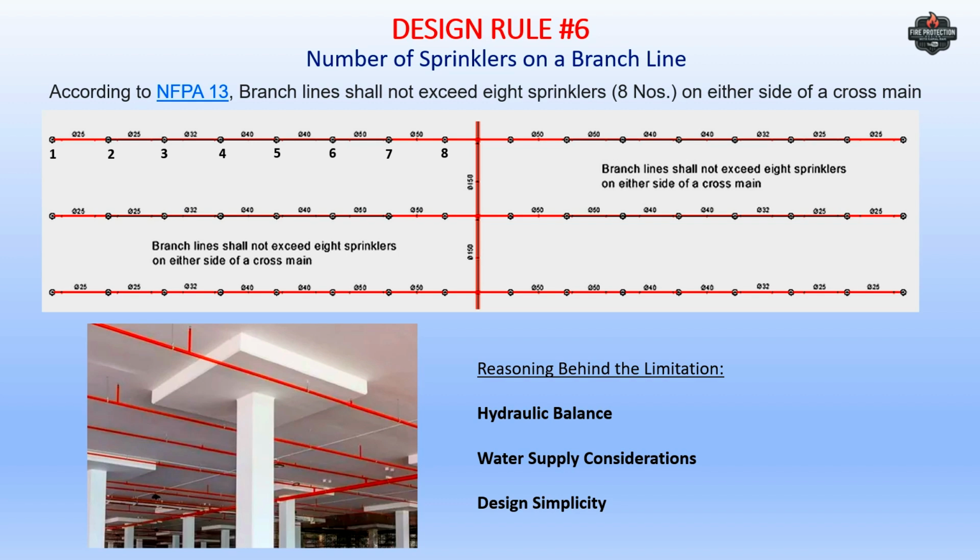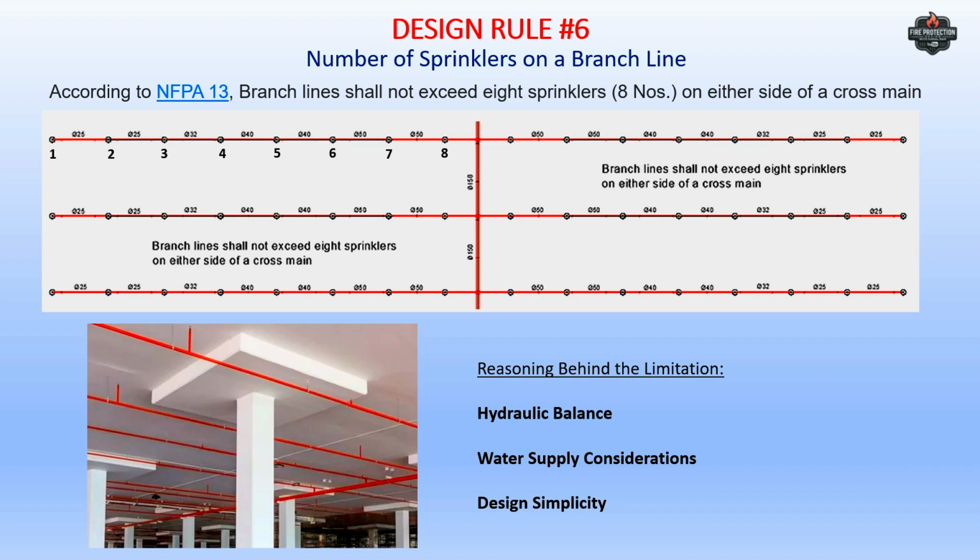So the reason behind this limitation is, the first is hydraulic balance. The limitation of 8 sprinklers on either side of a crossmain is designed to maintain a proper hydraulic balance within the sprinkler system. By controlling the number of sprinklers, the system makes sure that each sprinkler receives sufficient water pressure and flow to operate effectively during a fire.